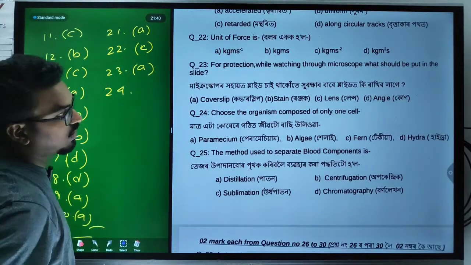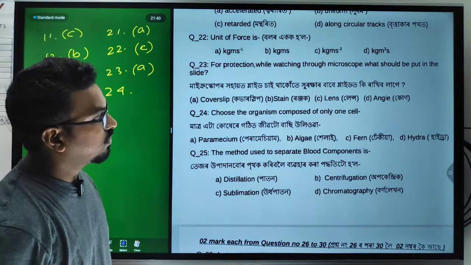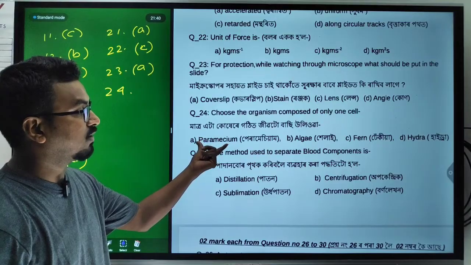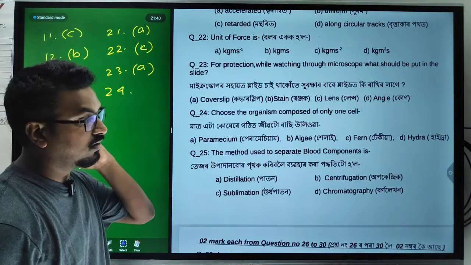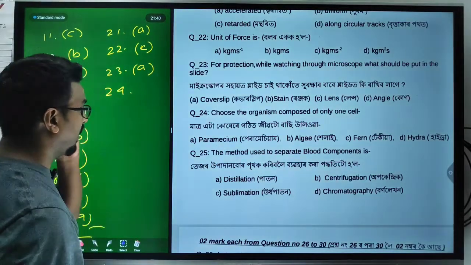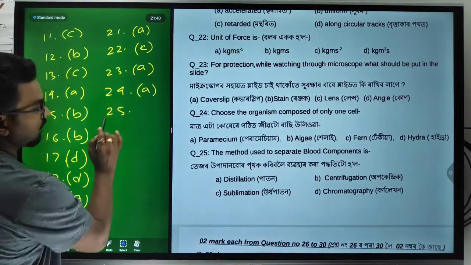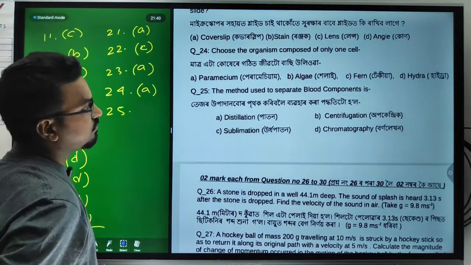Question number 24. Choose the organism composed of only one cell. Paramecium can be one, and also Amoeba. So the option will be option A.